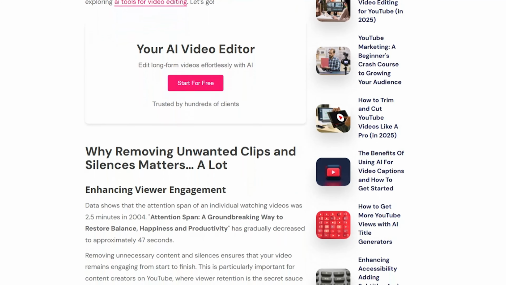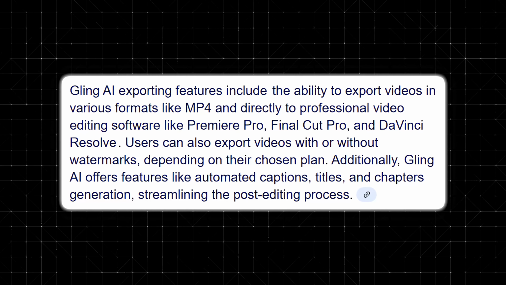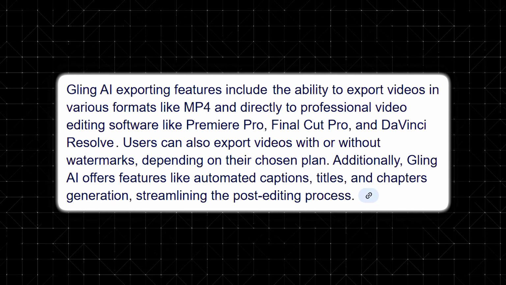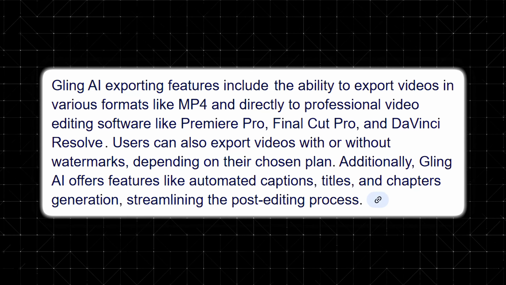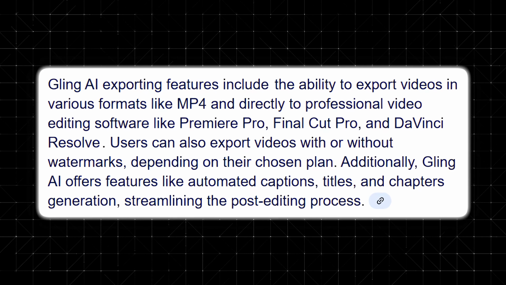Number 7 is export to professional editors. So even though Gling does a lot on its own, it also gives you the flexibility to take your edits further. Once you're cleaned up in your video, you can export it directly into popular editors like Adobe Premiere Pro, Final Cut Pro, or DaVinci Resolve. This is perfect for creators who want to use Gling for the heavy lifting but still want to add B-roll, background music, or fancy transitions in post-production. You don't lose any of the pro level control you're used to. Gling just makes sure you start with a cleaner timeline.